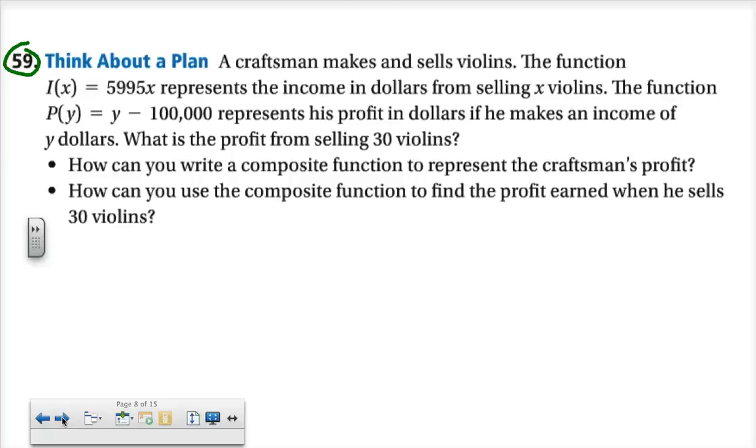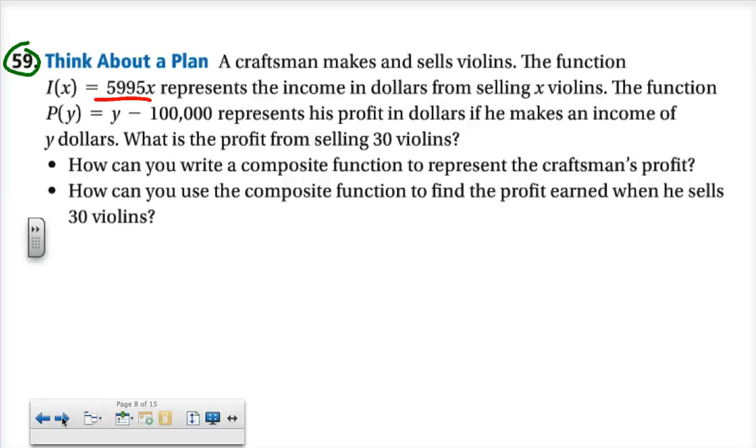59. A craftsman makes and sells violins. The function I of x equals 5,995x represents the income in dollars from selling x violins. The function p of y equals y minus 100,000 represents his profit in dollars if he makes an income of y dollars. What is the profit from selling 30 violins? So what's going on here is this craftsman is selling violins at $5,995 each. But they do have costs, and the costs are $100,000.